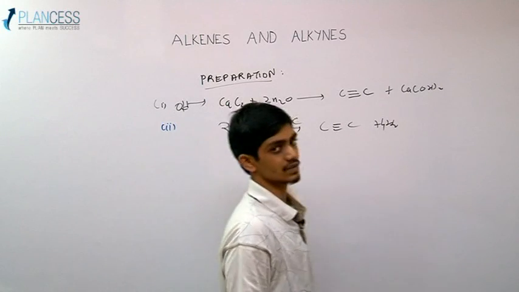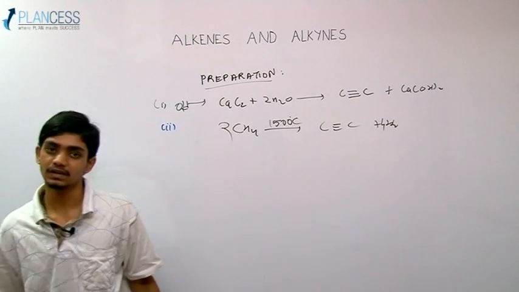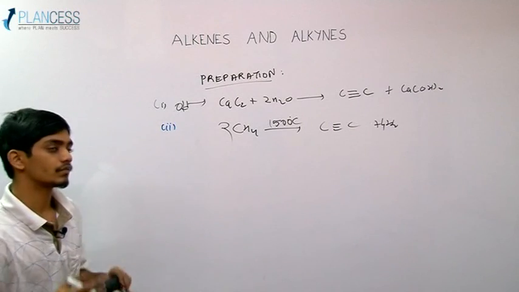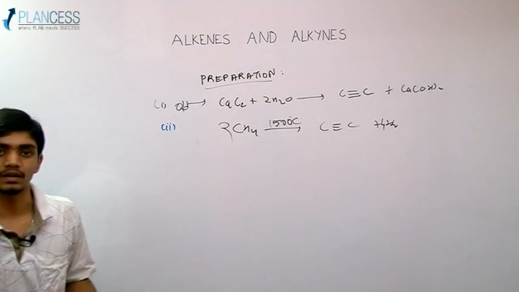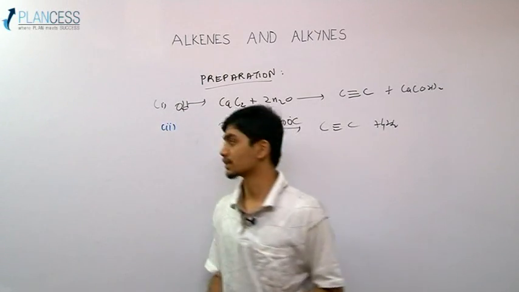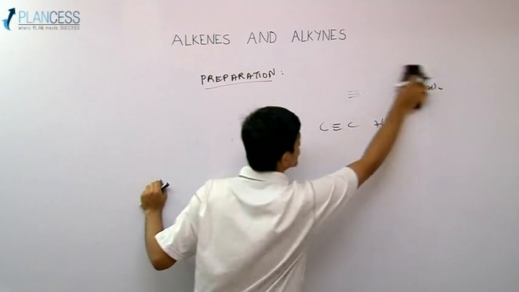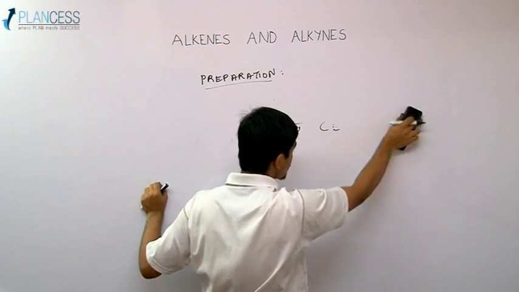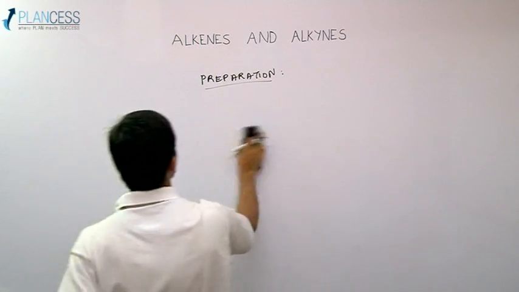So these two are the industrial processes. This is the old one and this is the modern process. These are very cheap processes, that's why they are used in industries. But in labs, we cannot prepare these compounds, we cannot prepare this alkyne by these methods because they require a lot of heat, which is not possible to generate in labs. Now, what are the laboratory preparations then? We definitely have some preparations for the laboratory also.